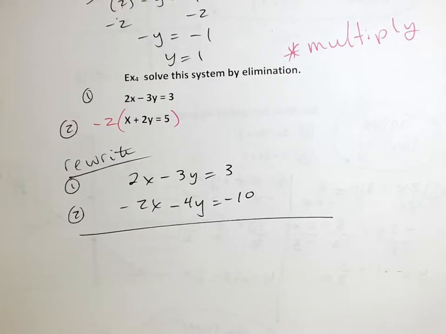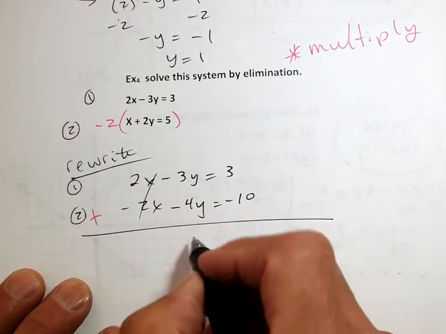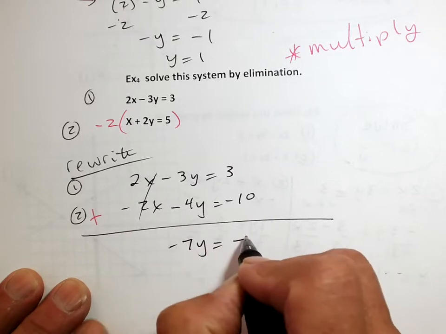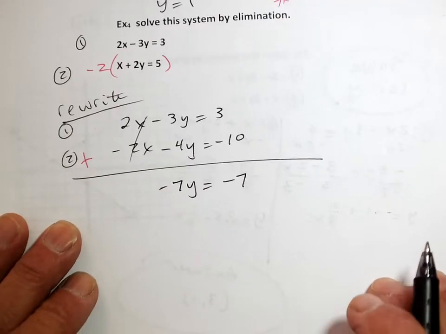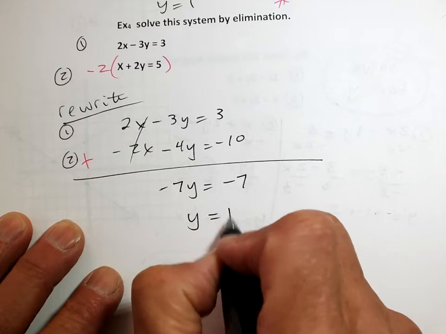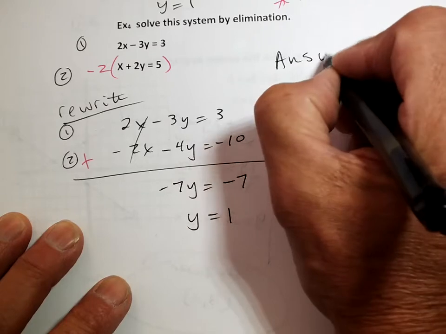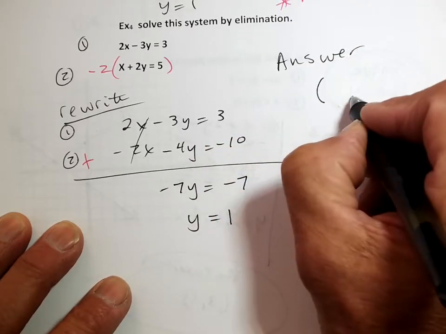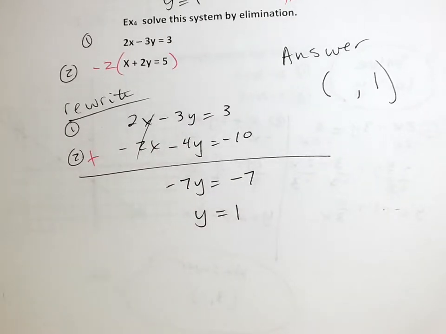Right? Because we can add the x's and they are eliminated, okay? So if I add the x's straight down, x's are gone, and I get negative 7y equals negative 7. How am I doing, okay? Divide by negative 7, divide by negative 7, and I get y equals 1, okay? So my answer is something, 1, right? Something, 1. I just don't know the x value, but that's easy.